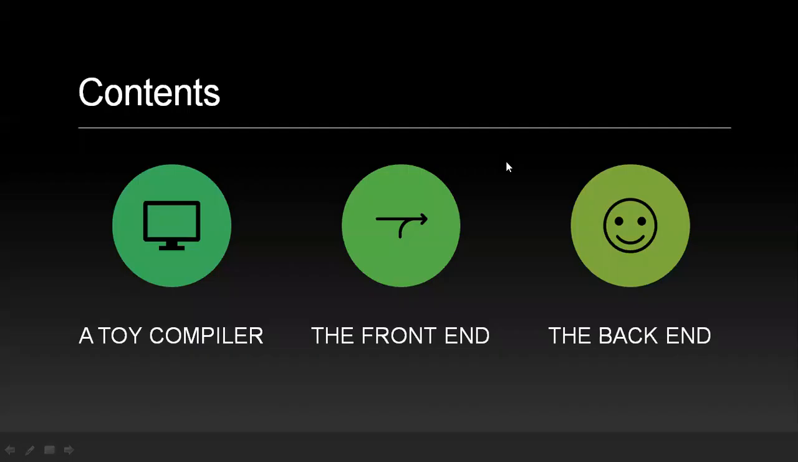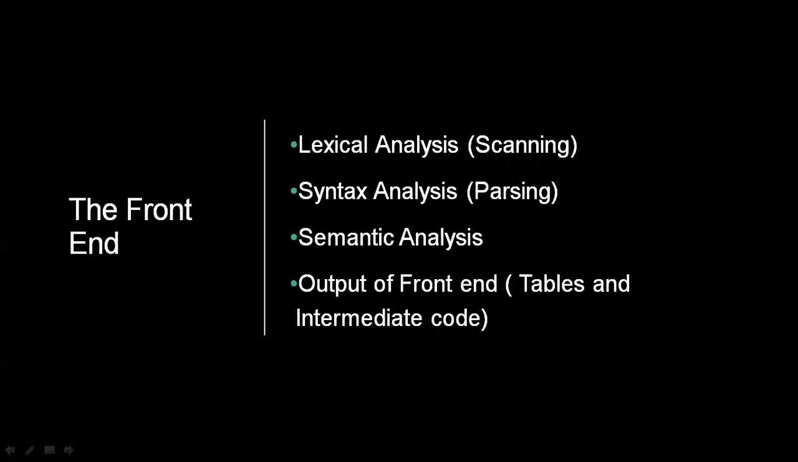The contents for this lecture are a toy compiler which includes the front end and the back end. Now, the front end contains the following points: lexical analysis, called as scanning; syntax analysis, called as parsing; semantic analysis; and the output of the front end is tables and intermediate code. So, tables and intermediate code is nothing but IR that we are going to see in this lecture. Lexical analysis, syntax analysis, and semantic analysis we will see in the next lecture because it is interesting as well as time consuming.